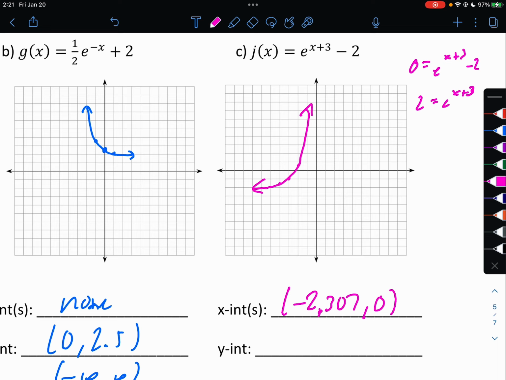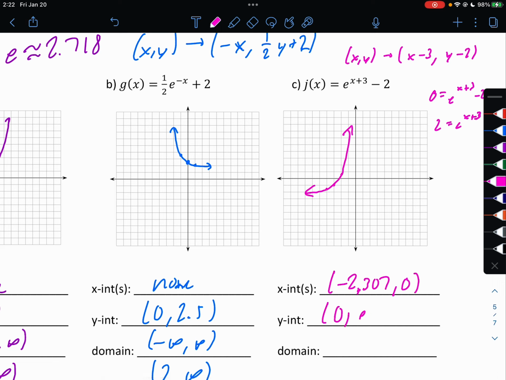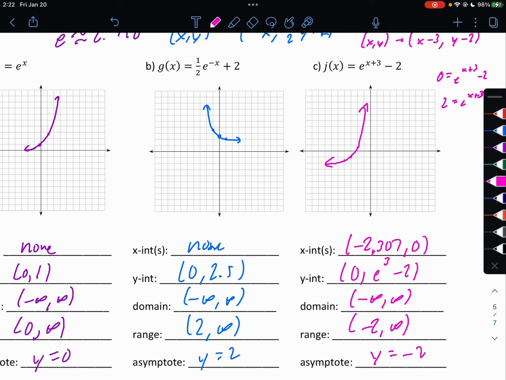Okay, our y-intercept, if we put 0 in for x, we get e to the third minus 2. I'm not going to bother finding what that is in the calculator, just e to the third minus 2. Our domain is, again, all real numbers. Our range would be negative 2 to infinity, and our asymptote is y equals negative 2.